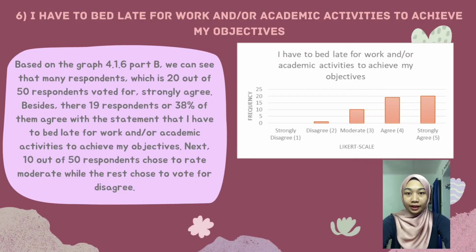For question 6, "I have to put aside sleep and/or academic activities to achieve my objectives." Based on the graph, we can see that many respondents, 20 out of 50, voted for strongly agree. Besides, 19 respondents, or 38% of them, agree with the statement. Next, 10 out of 50 respondents chose to rate moderate, while the rest chose to vote for disagree.